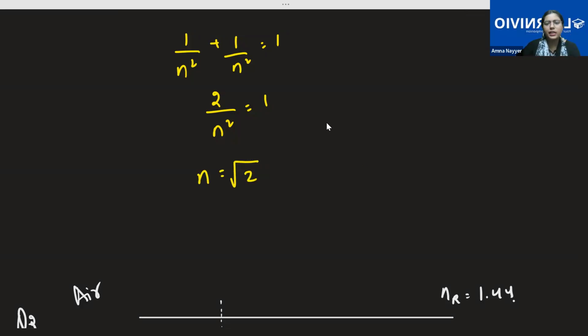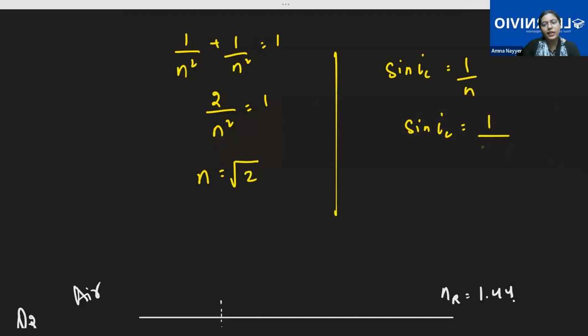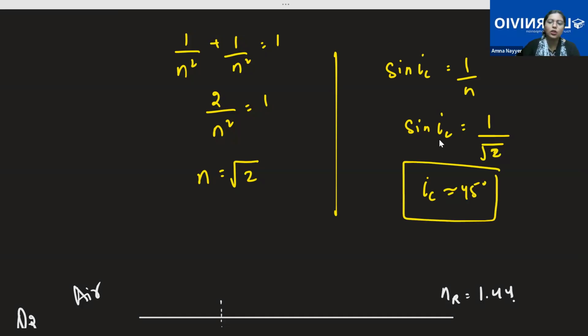So see, now we will get our value. Actually, critical angle was calculated. Sin IC was 1 by n. So sin IC is equal to 1 by root 2. IC will be almost 45 degree. Why almost? Because here we approximated the value. Almost 45. Have you got this?